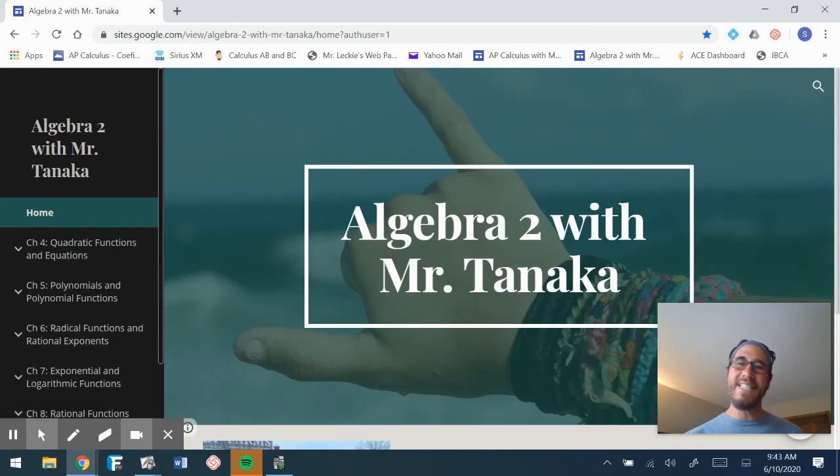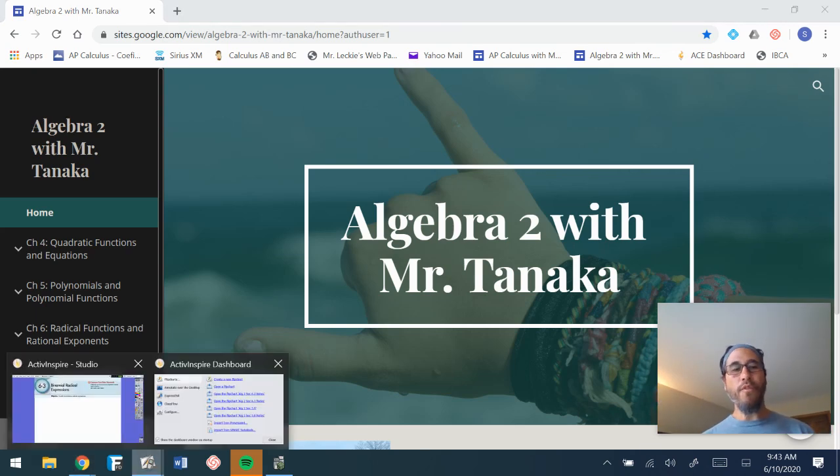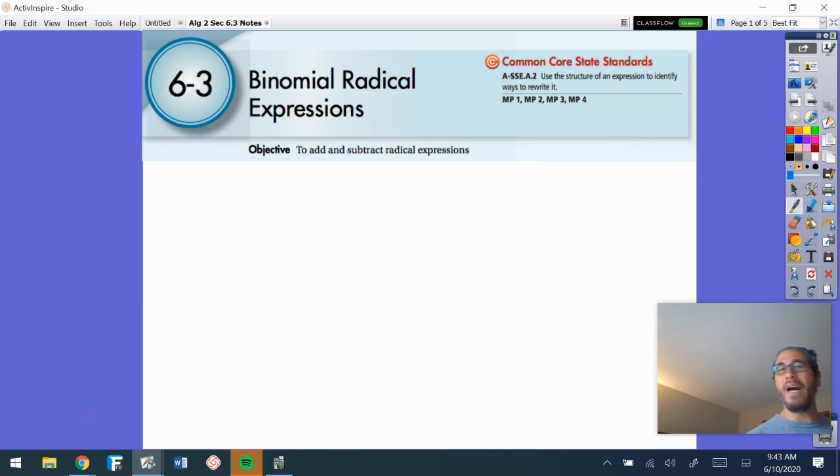We're on section 6.3 now, right? And what's this chapter all about? It's dealing with radicals. What we're focusing on today is 6.3, which is binomial radical expressions. Remember, binomial means you've got two of these. We just got done multiplying and dividing these radicals, and the question now is, can you add and subtract these? Some rules change when we add and subtract.